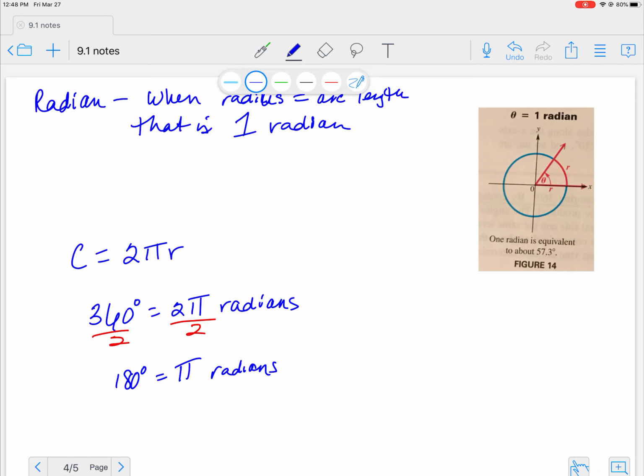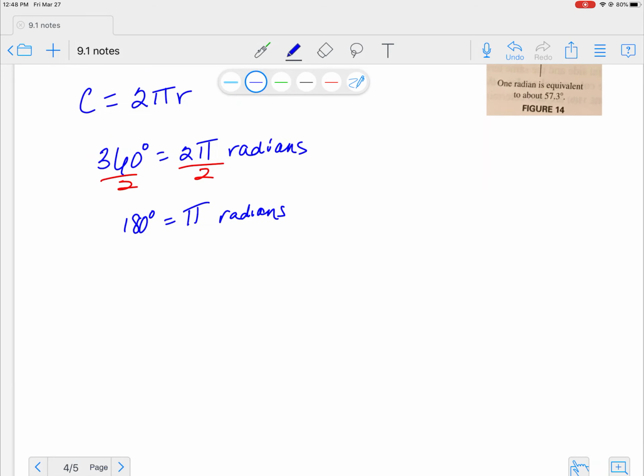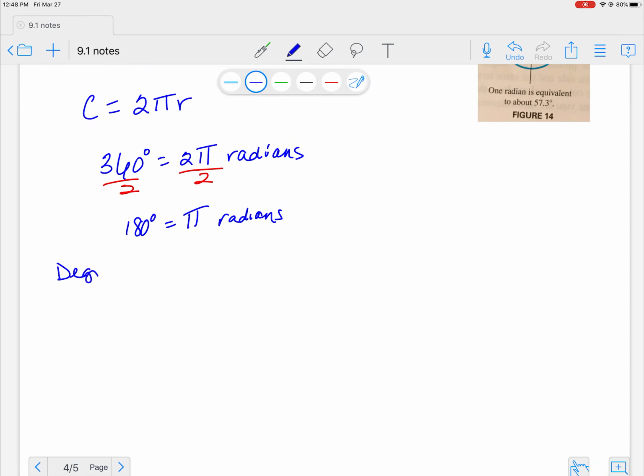Radians sometimes get written as RAD, but they don't have a symbol that goes with them. If you're talking about something in terms of radians, you don't put a measurement on it. You just know that that's radians. If you have an angle measurement in terms of pi, it is understood that you're talking about radians.